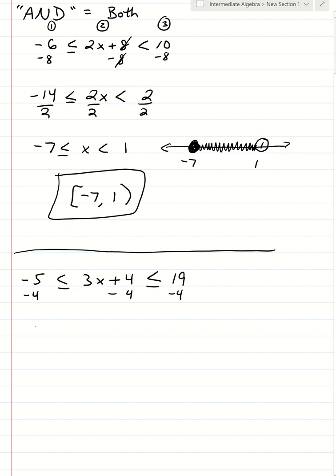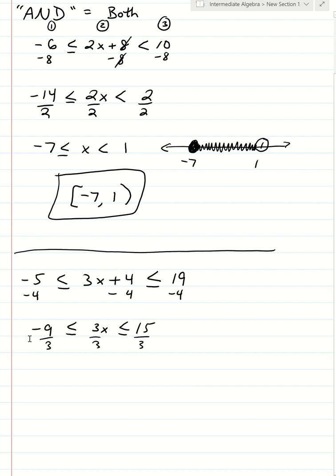-5 minus the 4 would give us a -9, less than or equal to the 3x, and the 3x is less than or equal to the 15. Now to get x alone in the middle, we have to eliminate that coefficient of 3. So I'm going to divide all 3 parts by 3.